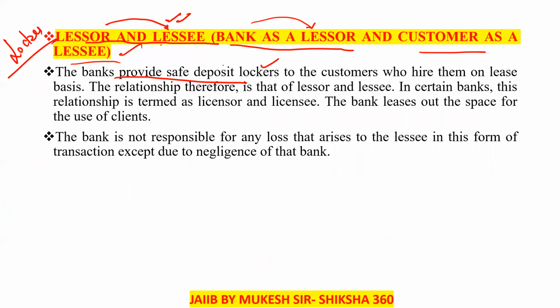The bank provides safe deposit lockers to the customers who hire them on a lease basis, so the relationship is that of lessor and lessee. The bank is the lessor, providing the services, and the customer is the lessee, getting the services. In certain banks, this relationship is also termed licensor and licensee.